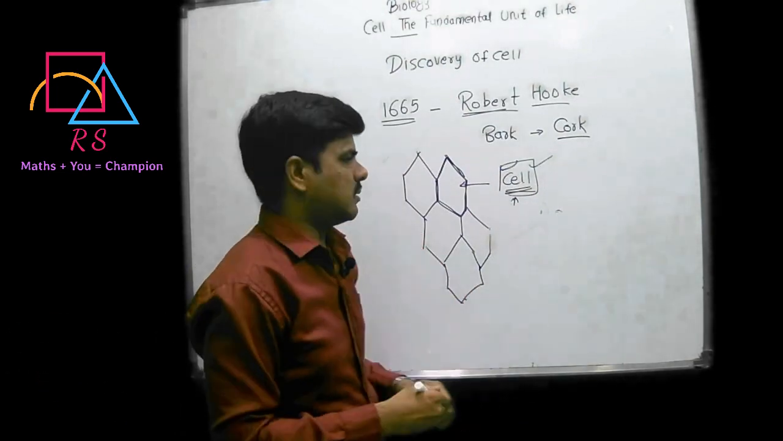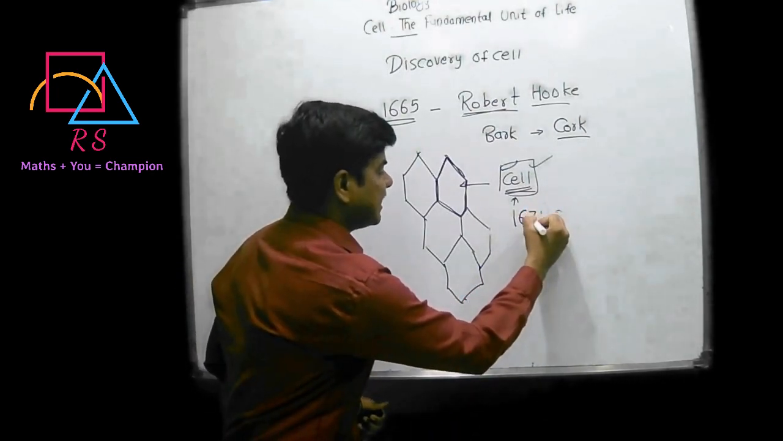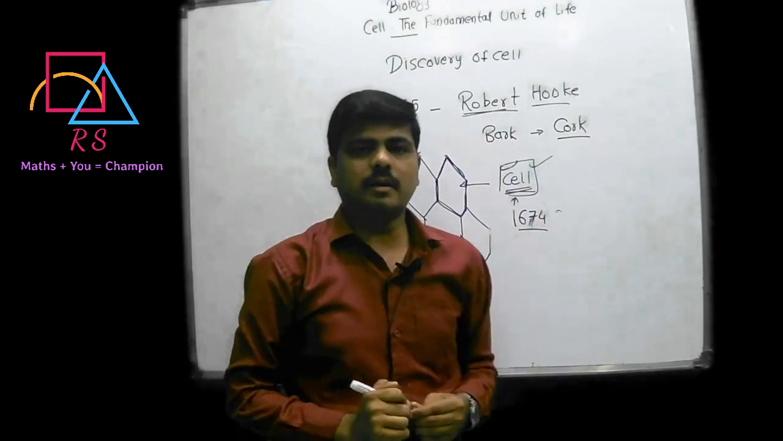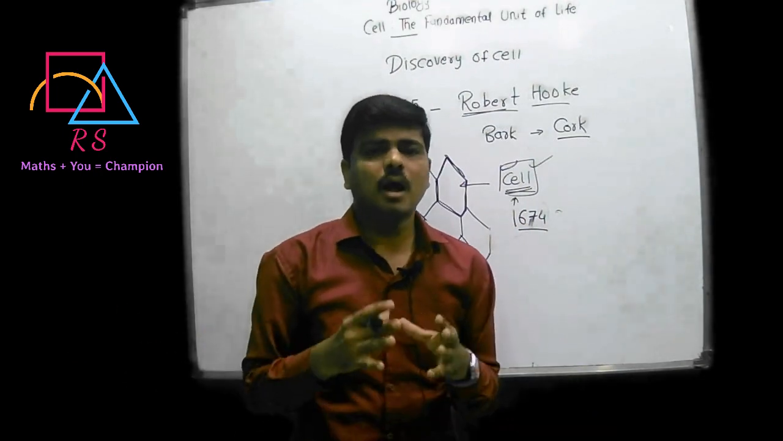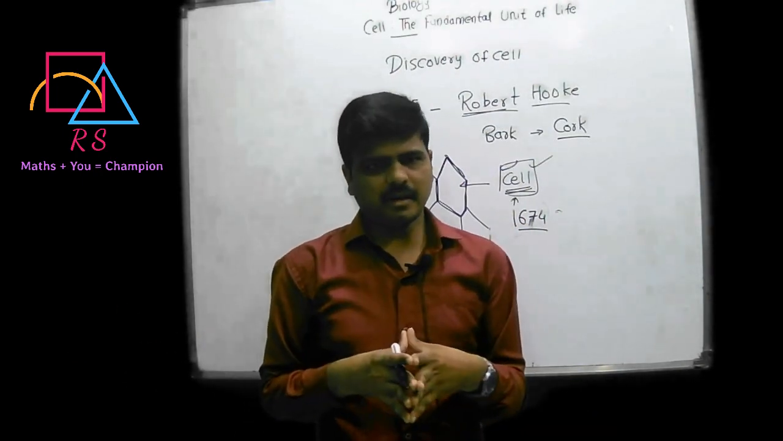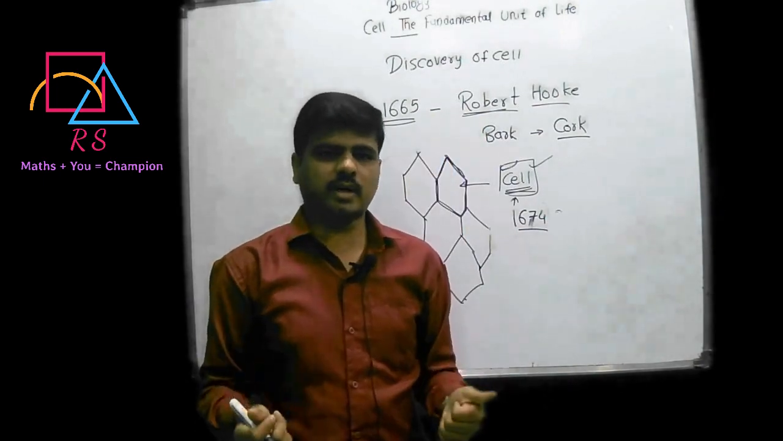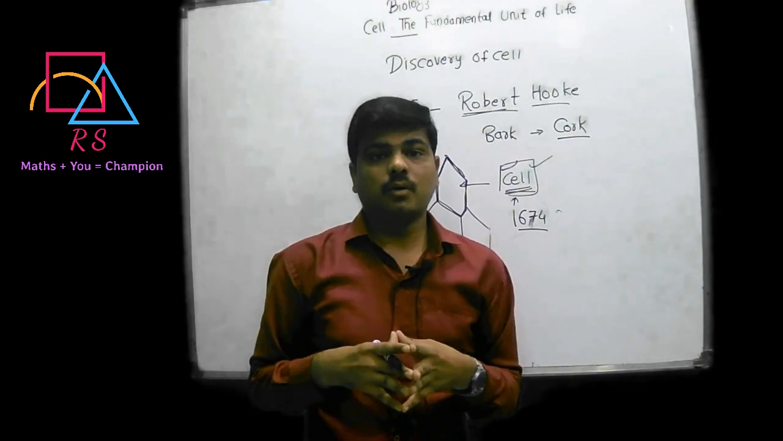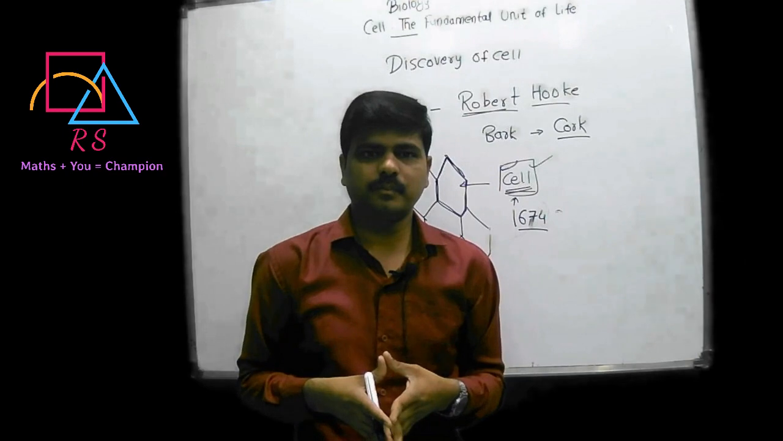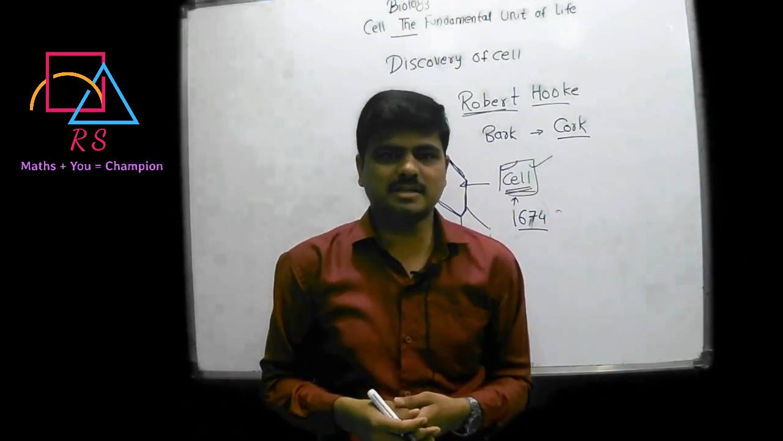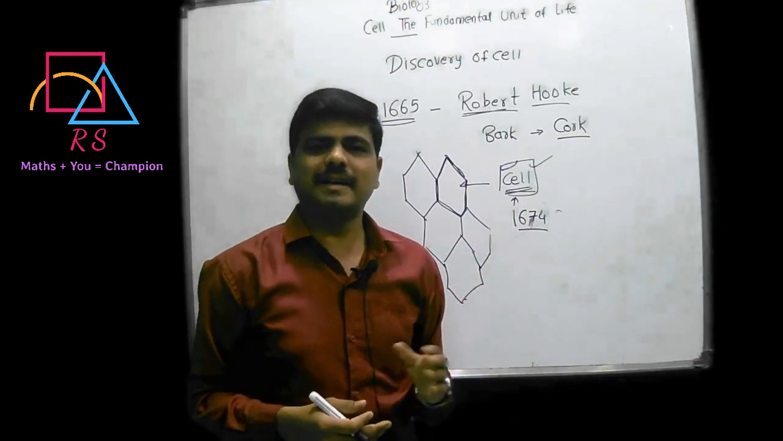After some years, in the year 1674, what happened? Now before getting on to 1674, I just want to ask you one question. If I say Robert Hooke discovered the cell, it is okay. But if I say Robert Hooke observed the first living cells, is it okay? Obviously not, because the cork cells he found were dead cells.